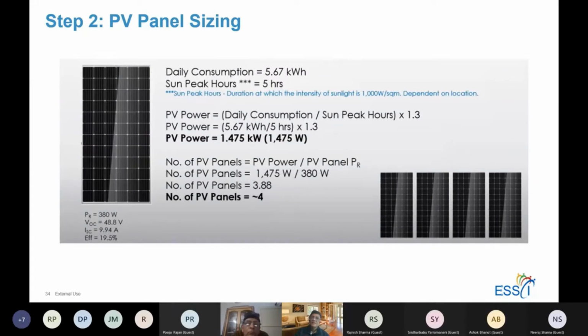So you get about 1.475 kilowatt as your required rating for your PV system. And let us say we have selected a panel with a power rating of 380 watt. This is going to be 3.88 panels. So you'll select the next higher integer, which is 4. So you need 4 panels of 380 watts to be able to deliver the power requirement that you have. So that is how you do your PV panel sizing.